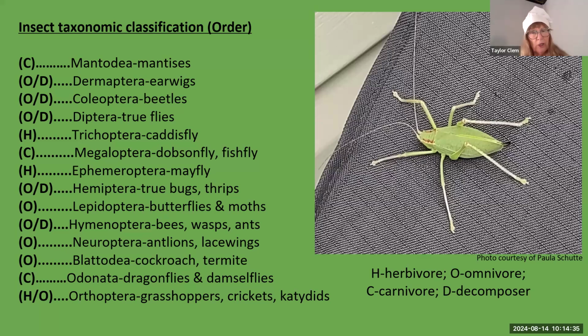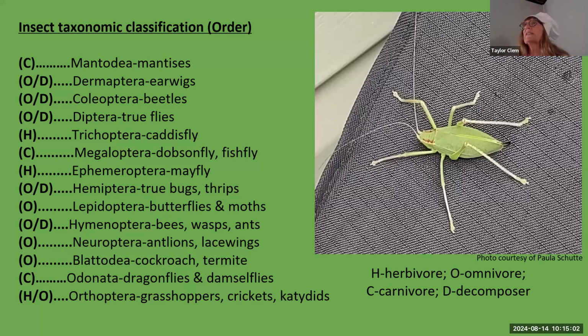The Hymenoptera, I took Spanish in high school, not Latin. The Hymenoptera order, the ants are the decomposers. So you have herbivores, carnivores, and omnivores, which is a little of herbivore and carnivore, depending on the stage of the insect. So there are complete stages of insect.